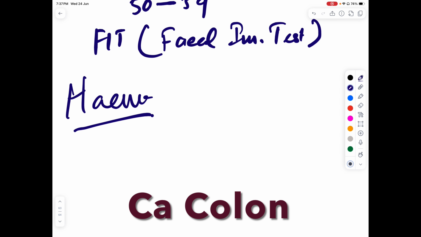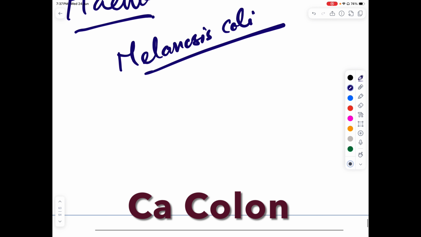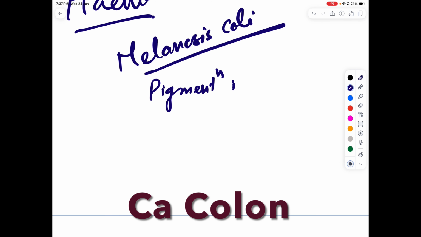What is melanosis coli? It happens with pigmentation in the wall of the colon, identified at the time of colonoscopy. It's benign and may not have significant correlation with disease.